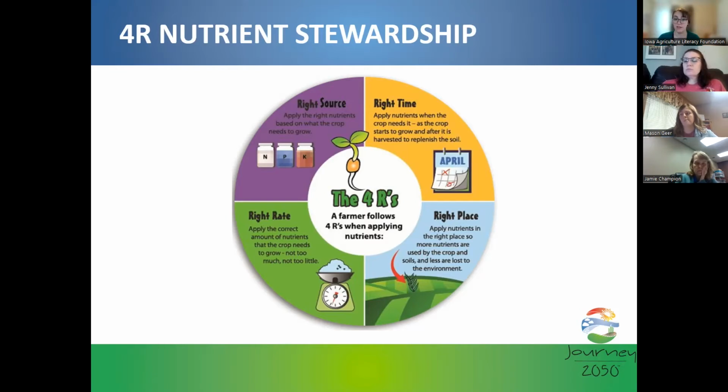If you're putting it at the right place, so right where the roots are, like side dressing with our anhydrous ammonia, right? And using the right rate, so not doing too much, which would leave that extra to wash away, or too little, to where the crop doesn't get what they need.